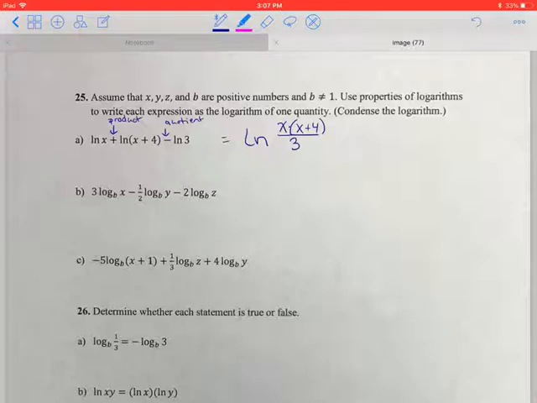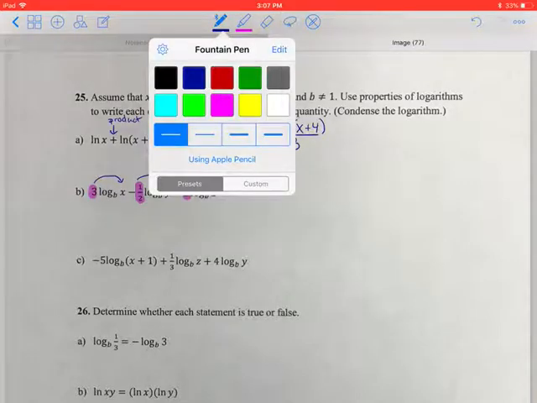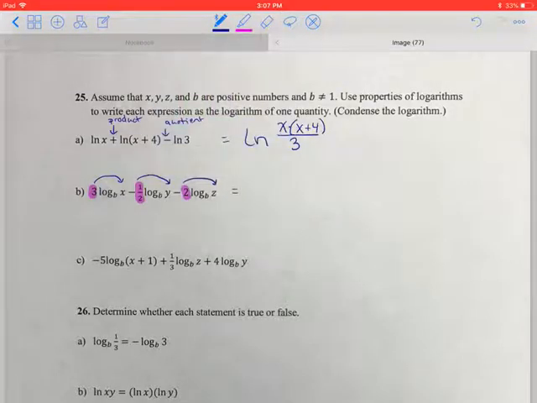Now for b, notice I have some numbers out front. So here's where I'm going to use my power rule backwards. All of these are going to go back and become my exponents. All right, so I'm going to do that step first. So I'm not actually condensing yet. This will be log base b of x to the third minus log base b of y to the 1/2 minus log base b of z squared. All right, so put everything back to their exponent. Now I'm ready to do product and quotient rule.